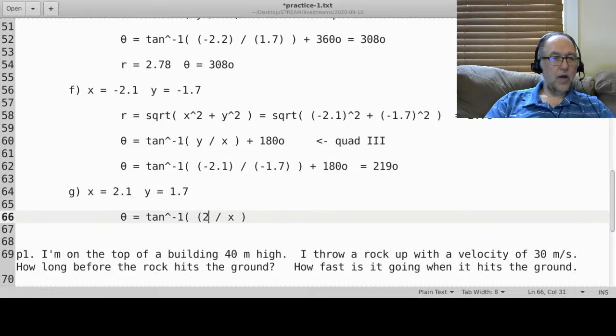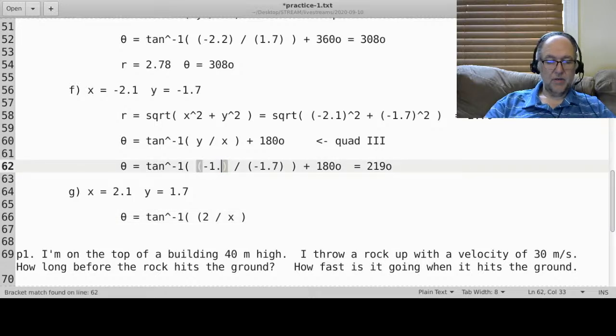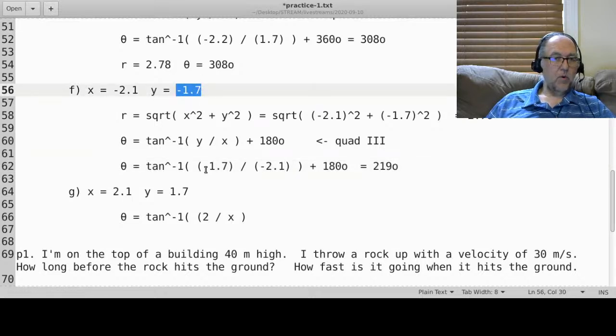Well, here you would have 2.1 divided, oh, no, I messed up, didn't I? Guys, I'm so sorry about that. That's negative 1.7. And this is 2.1. Okay, so it's the y value, which is 1.7. I'm glad I caught that. Negative 1.7 divided by the x value, which is 2.1.